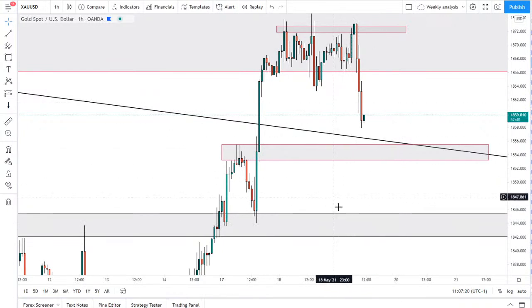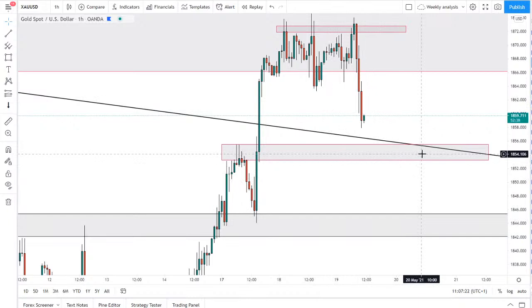And again, 1844 is a nice place to look to buy anyway, so if it does come there, it gives a really nice opportunity to look to long the pair. But gold is due some retracement anyway after the big push we've seen to the upside for that pair.